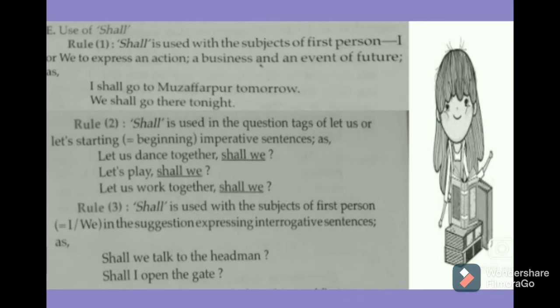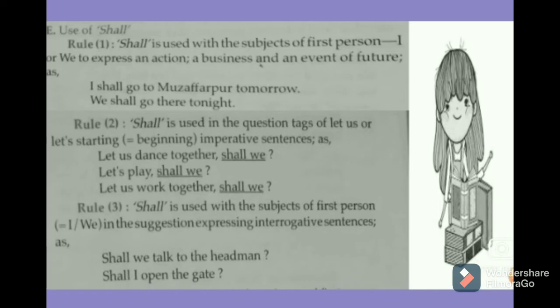Let's see point number 3. Shall is used with the subjects of first person, I and we, in the suggestions expressing interrogative sentences. Let's see these examples. Shall we talk to the headman? Shall I open the gate?